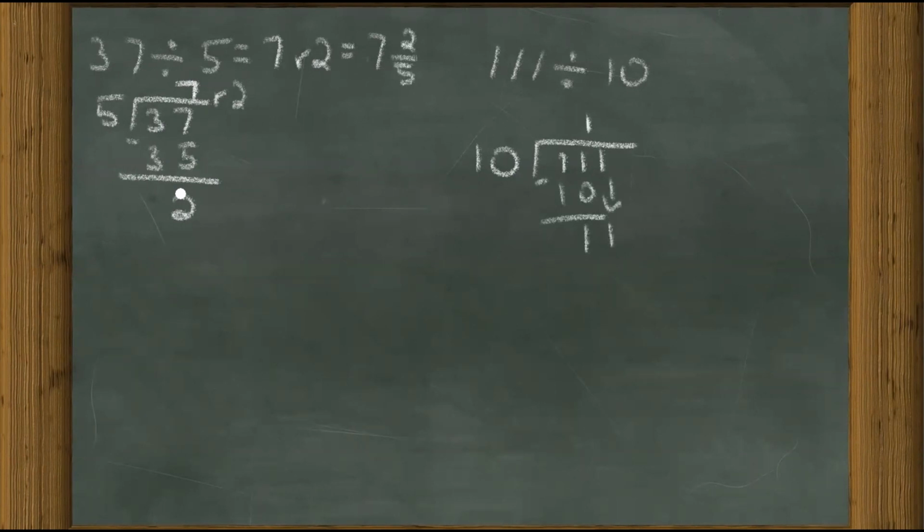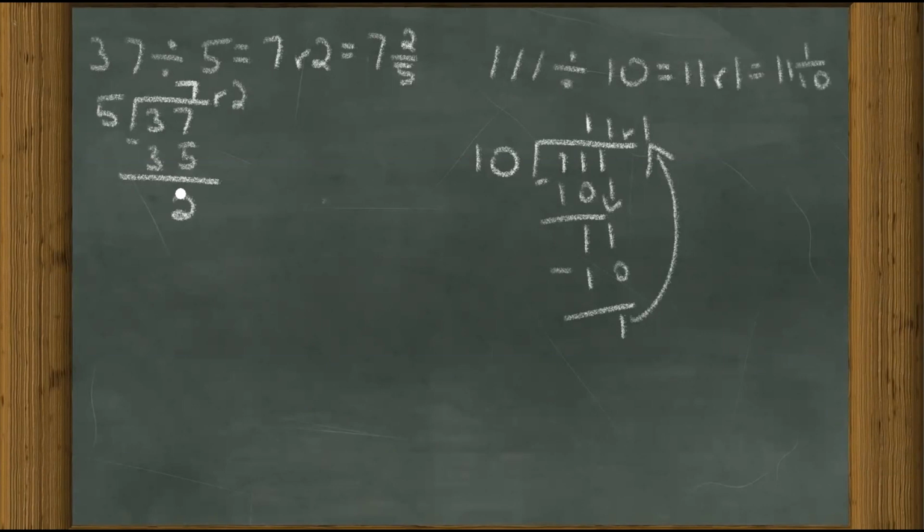So you'll see I have a very similar question here. How many times does 10 fit into 11? Of course, it fits in 1 time. 1 times 10 is 10. 11 minus 10 is 1. I don't have anything else to bring down, so I'm done with the division. So I have 11 with a remainder of 1. So 111 divided by 10 is going to be equal to 11 with a remainder of 1, which is equal to 11 and 1/10.